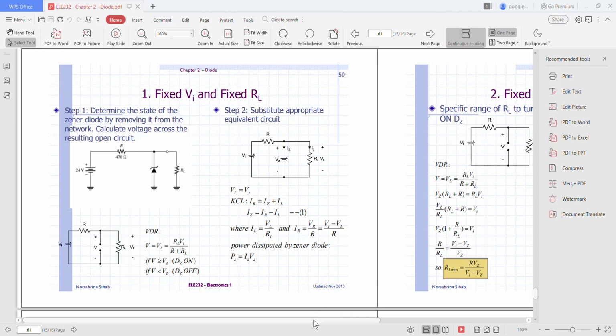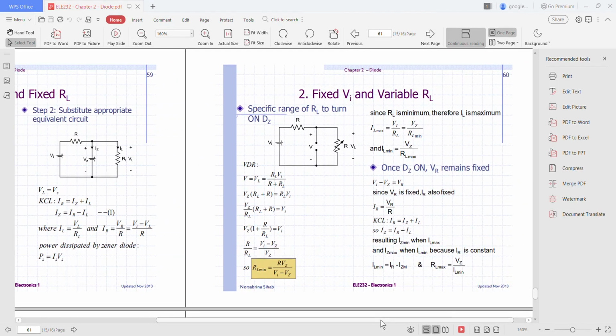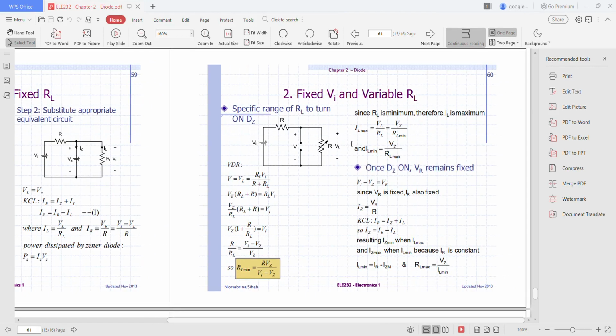So now we go on to the second condition. The second condition is fixed Vin and variable RL. Due to the offset voltage Vz, there is a specific range of resistor values that will ensure that the Zener is in the on state.